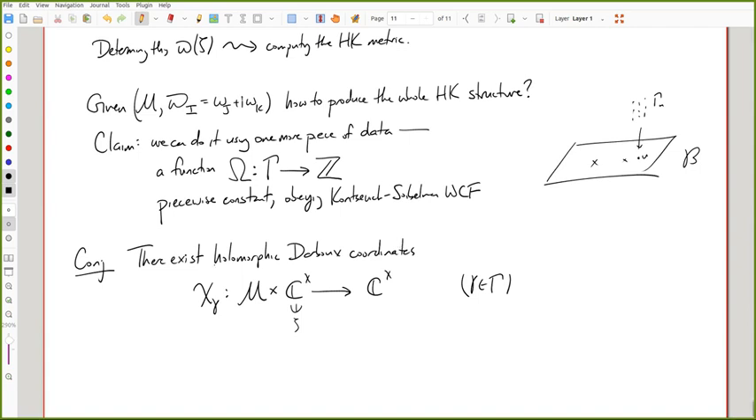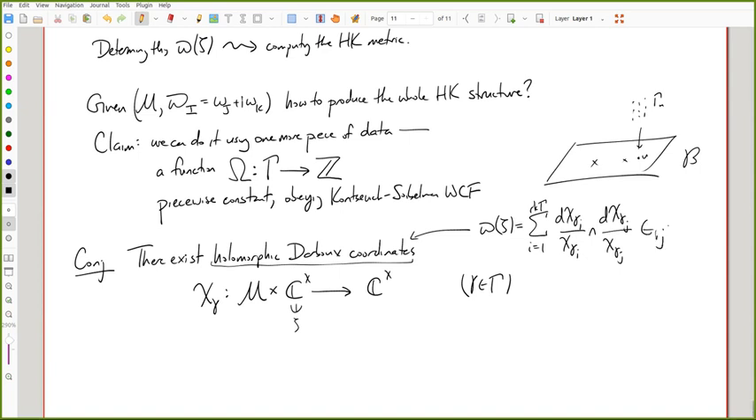What does holomorphic Darboux coordinates mean? It means that if you write omega of zeta, the holomorphic symplectic structure, you can write it as a sum from 1 up to the rank of Gamma, dx_gamma_i over x_gamma_i wedge dx_gamma_j over x_gamma_j times epsilon_ij, where gamma_i is a basis of the lattice and epsilon_ij is the intersection pairing between gamma_i and gamma_j. Well, in my example, it was the intersection pairing.